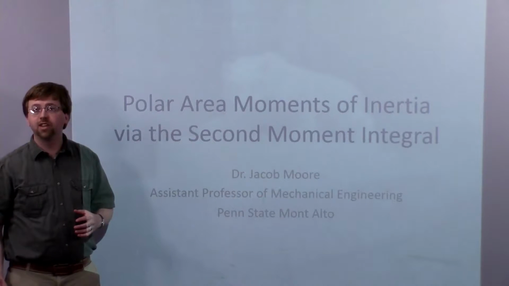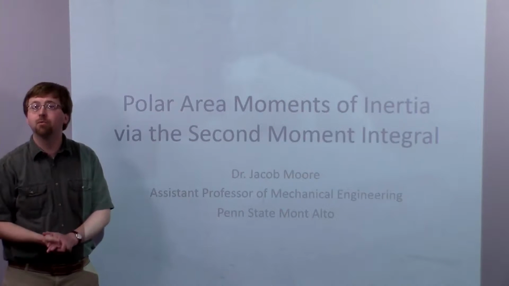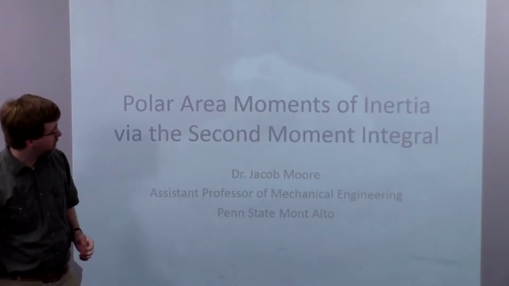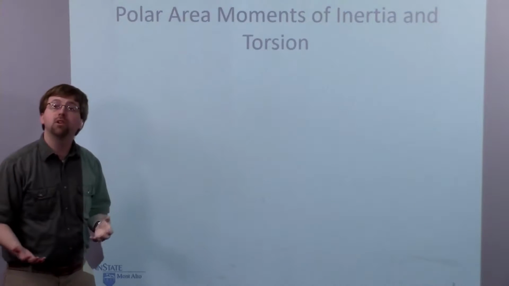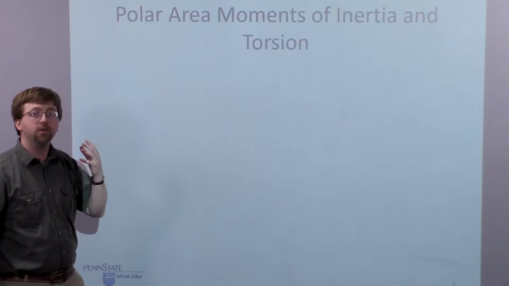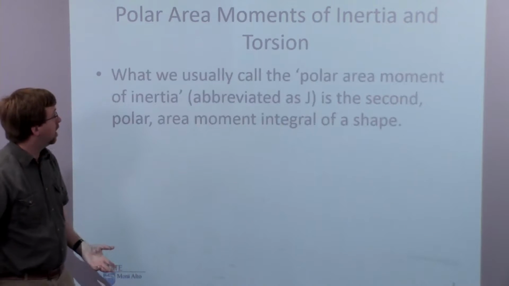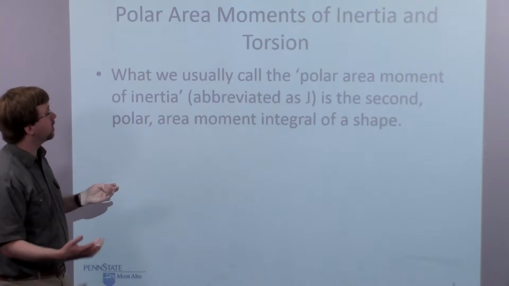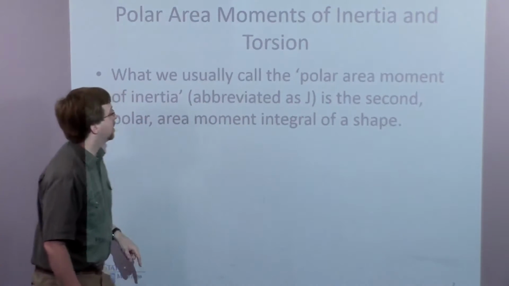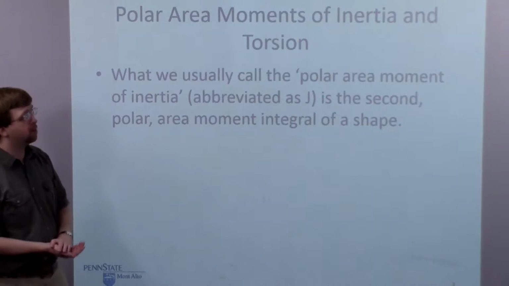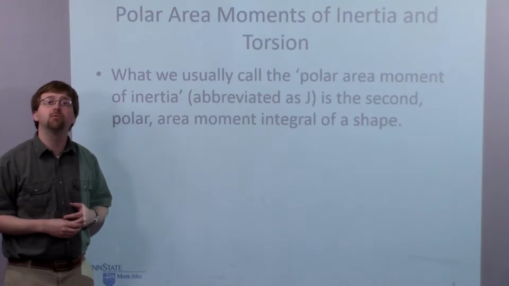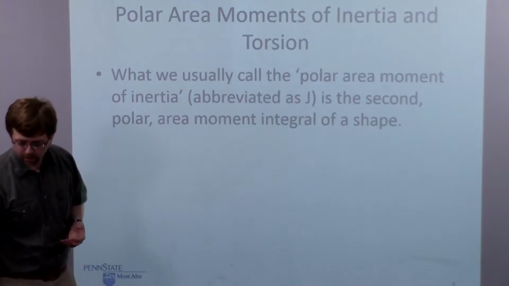Hello, for today's video lecture we're going to be looking at polar area moments of inertia and specifically calculating those via the second moment integral. So first we want to talk about why these things are useful in engineering mechanics, and that comes down to the concept of torsion. What we usually call the polar area moment of inertia, which we abbreviate as J, is going to be the second polar area moment integral for a shape. And in this case, it's going to be the cross-section of some shaft we're subjecting to torsion.